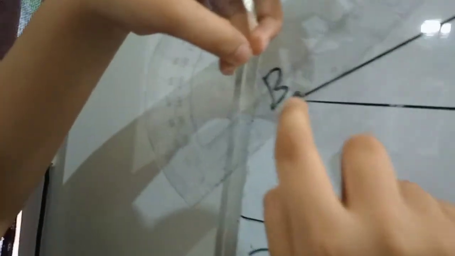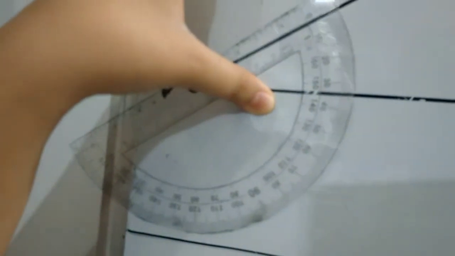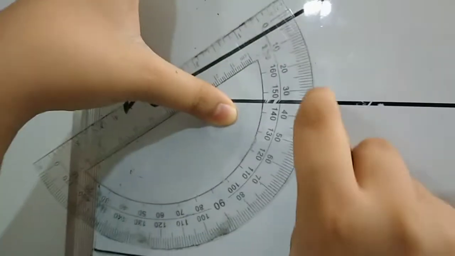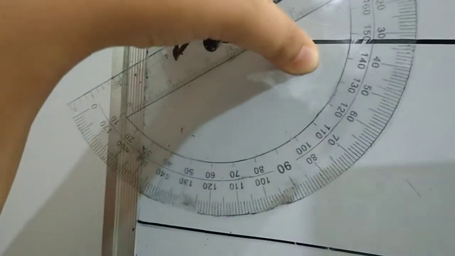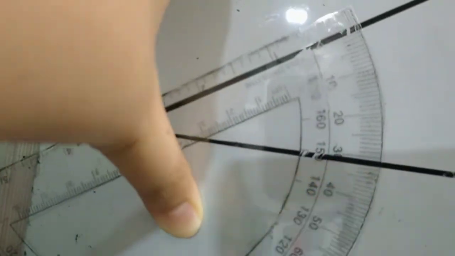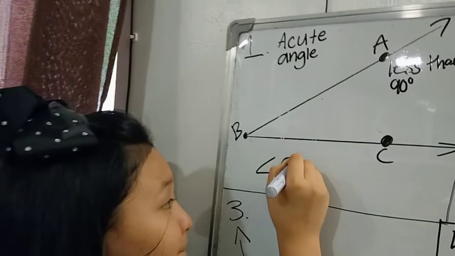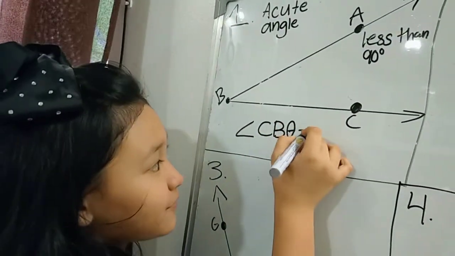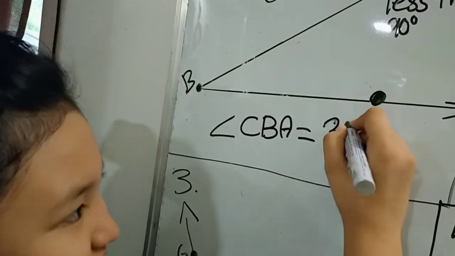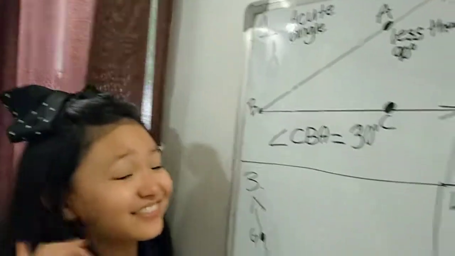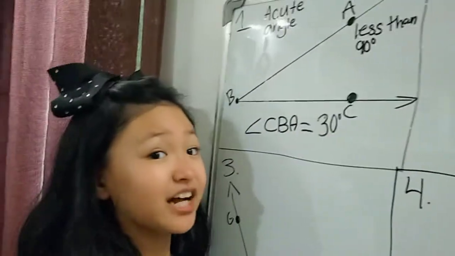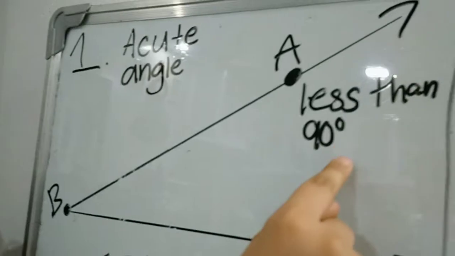So we will put this dot over here in the protractor, there we go. And then let's measure it. It's 30 degrees. There, it's 30 degrees. Therefore, we write in symbols angle CBA is equal to 30 degrees. Therefore, this angle is an acute angle because 30 degrees is less than 90 degrees.